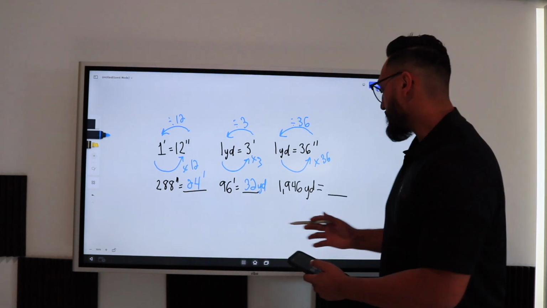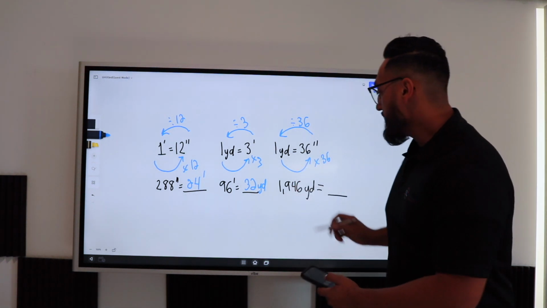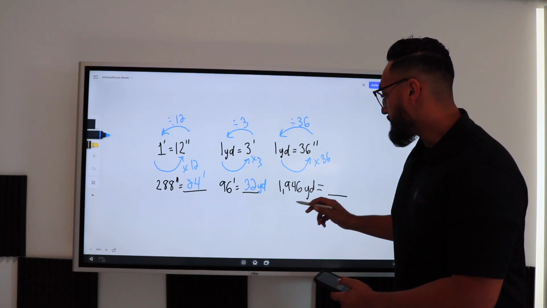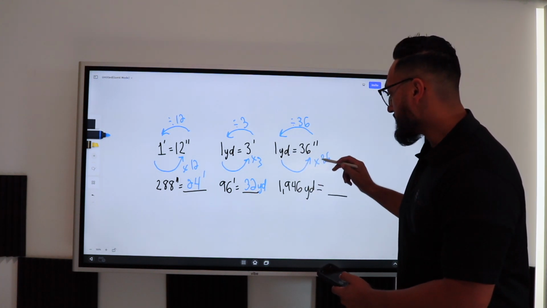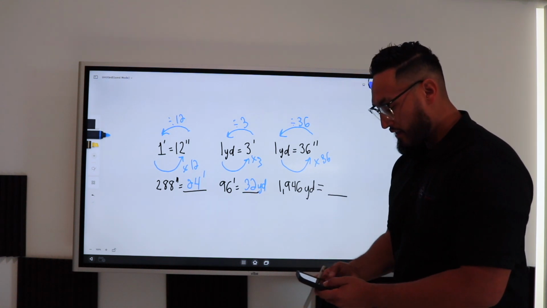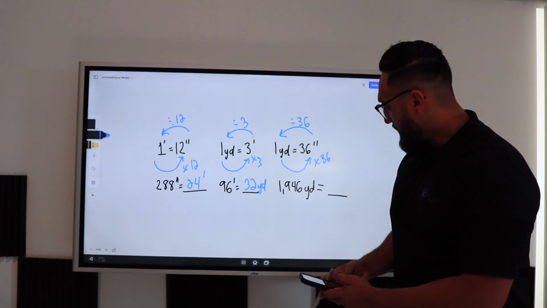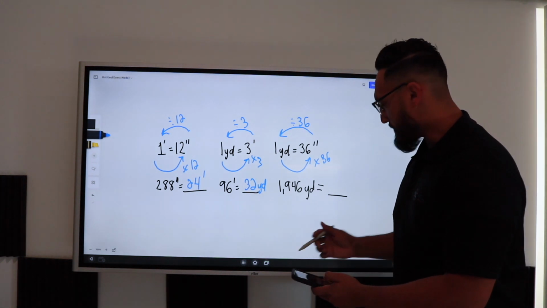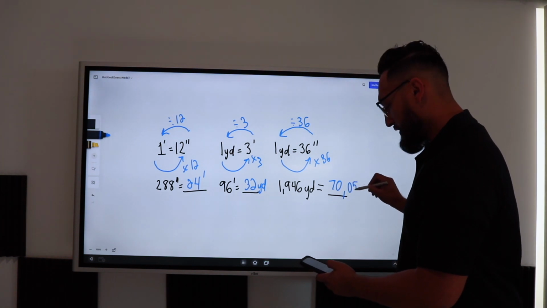In the last example, you have 1,946 yards. If we want to convert yards into inches, we multiply by 36. So if I have 1,946 yards, multiply that by 36 and that gives me 70,056 inches.